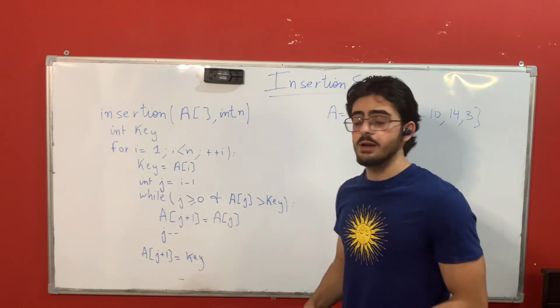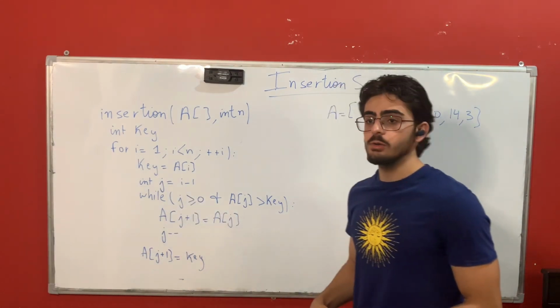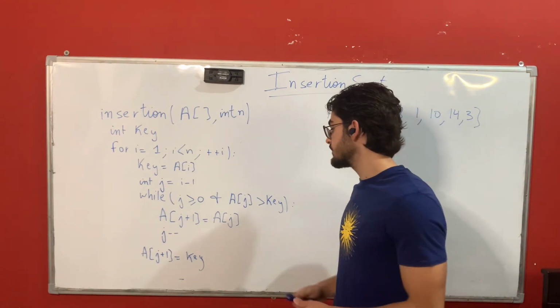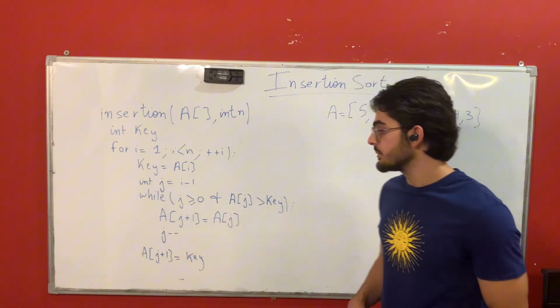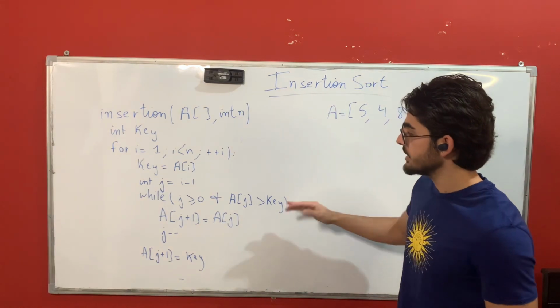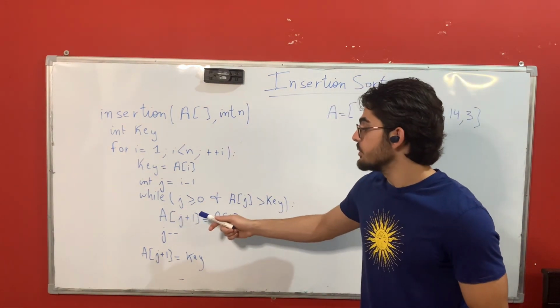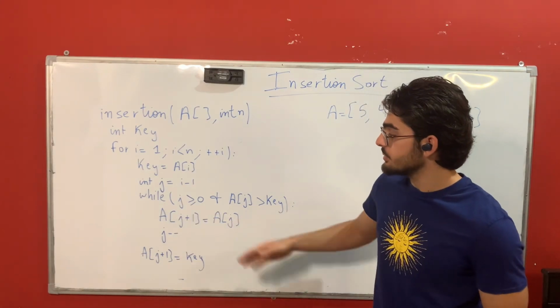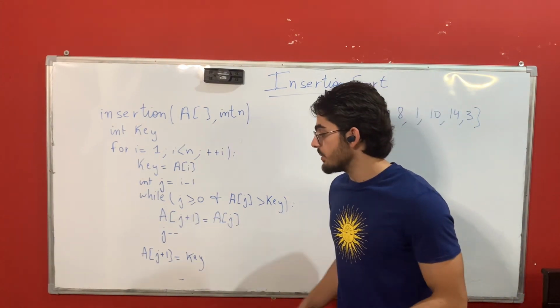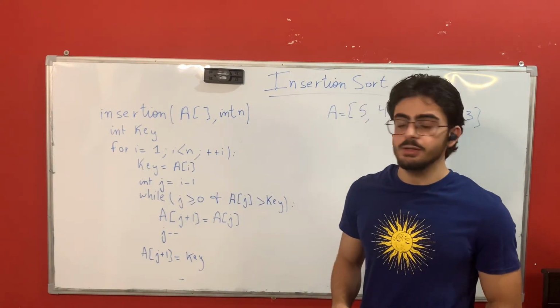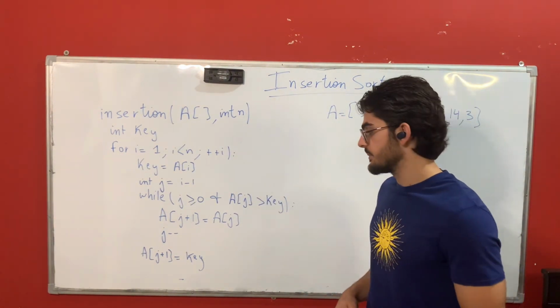It initializes a variable j, and it keeps a while loop while j is greater than or equal to 0 and A of j is greater than key, meaning the A of j here is greater than the picked card. We shall shift A of j into A of j plus 1, decrement j by 1, and finally place the key in its final and correct position.